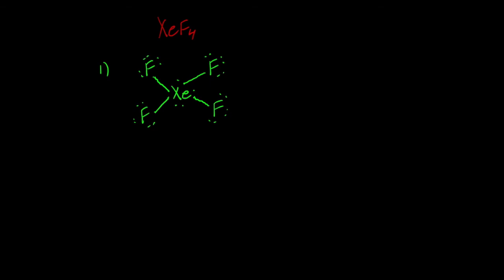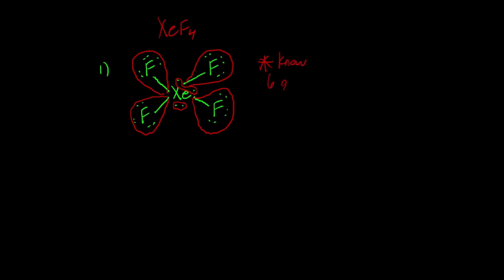Count groups. So there's 1, 2, 3, 4, 5, 6. So you should know that 6 groups, the electronic geometry of this weird molecule is something we affectionately refer to as octahedral.